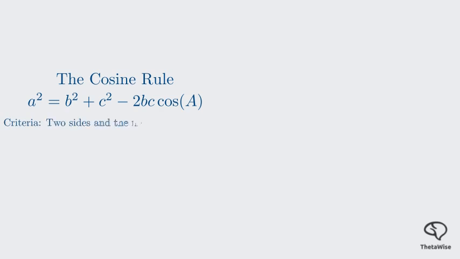The criteria for using this to find a missing side is having two sides and the included angle, often called side-angle-side. Notice the structure. To find side lowercase a, you need the two other sides b and c, and the angle opposite the side you are looking for, which is angle capital A. See how the formula links the side a with its opposite angle A.